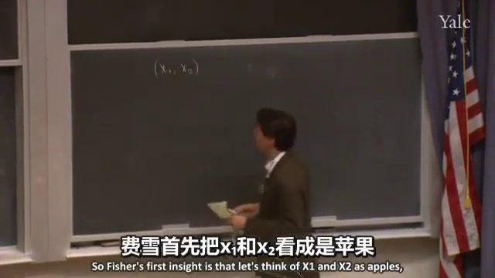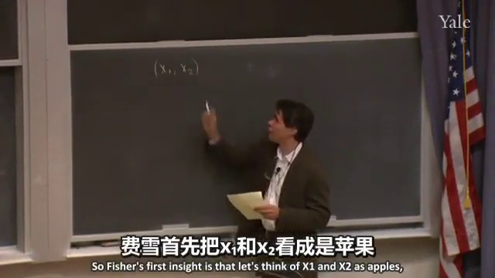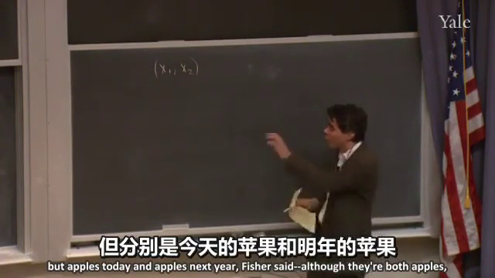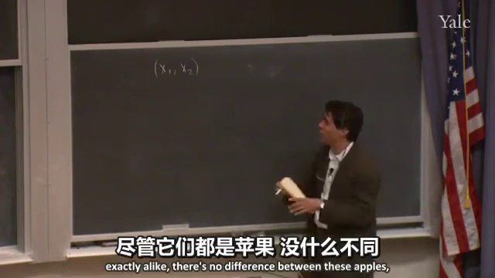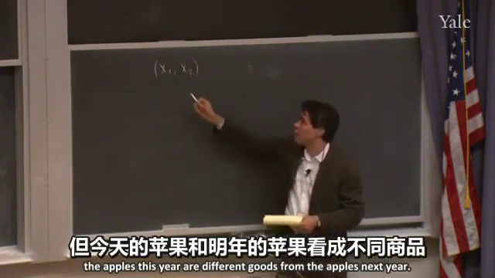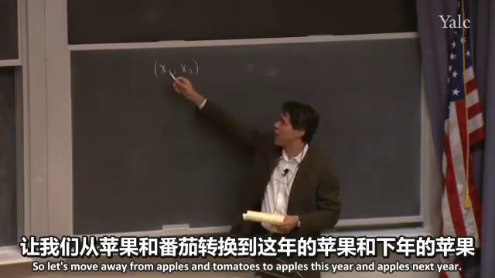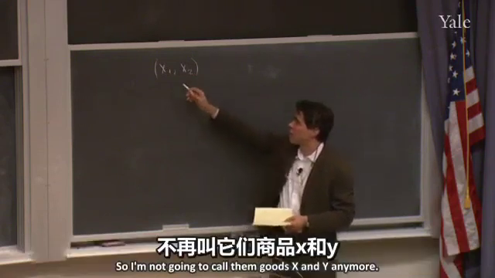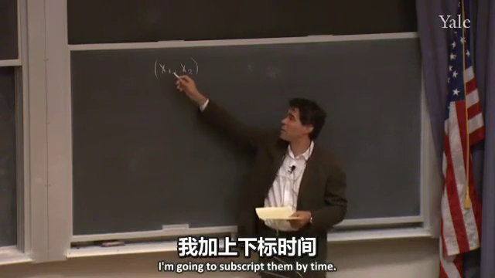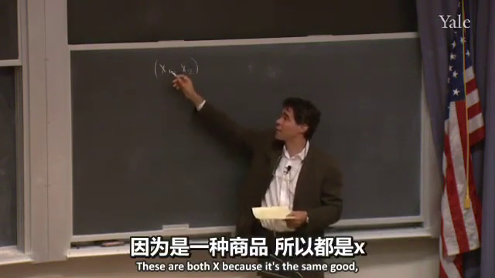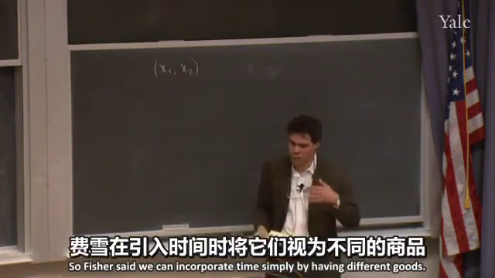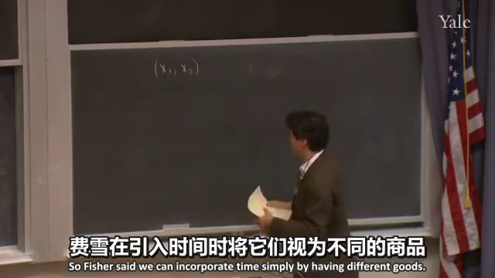So Fisher's first insight is that let's think of x1 and x2 as apples. But apples today and apples next year, Fisher said, although they're both apples exactly alike, there's no difference between these apples, the apples this year are different goods from the apples next year. So let's move away from apples and tomatoes to apples this year and apples next year. I'm not going to call them goods x and y anymore. I'm going to subscript them by time. These are both x because it's the same good, but they're different goods because they occur at different time periods. So Fisher said we can incorporate time simply by having different goods.